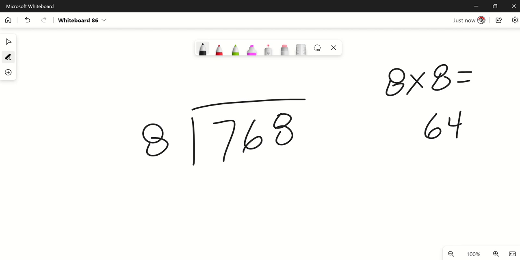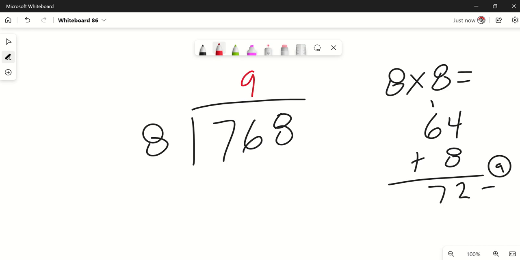And then, let's add 8 more to it and see if we go over 76. 4 plus 8 should give me 12. Carry the 1. 6 plus 1 is 7, 72. So this would be 8 times 9 now. And I know if I add 8 more to this, it's going to be 80, so it's not going to be 10. It's going to be 9 times. So 8 can go into 76 9 times, which would equal 72.